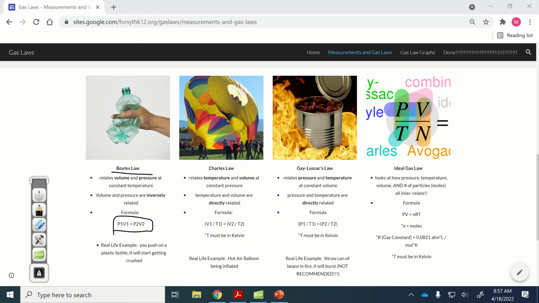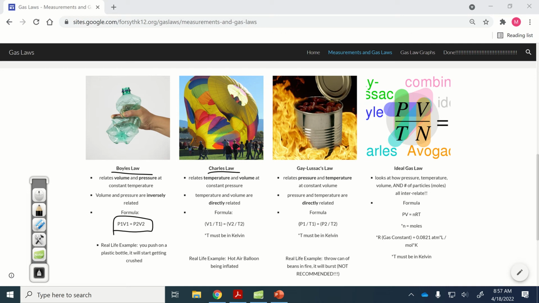Our formula is simply P1V1 equals P2V2, where 1 is the current situation, and 2 is the new situation when I've manipulated either the pressure or volume. Again, I'll give you 3 out of 4 of those numbers, and you solve for the last one.